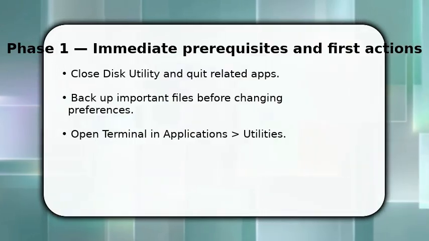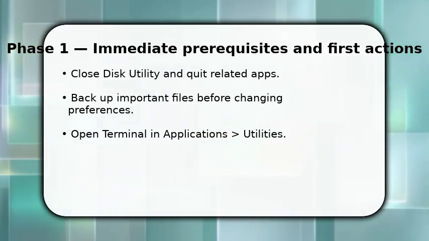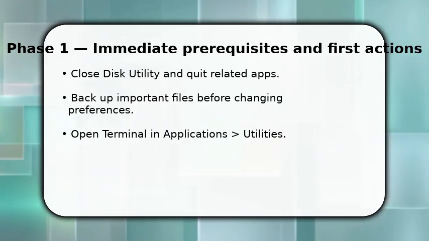You begin by closing Disk Utility and quitting any apps that access drives. Once done, make sure you have a current backup. This process changes app settings, not data.